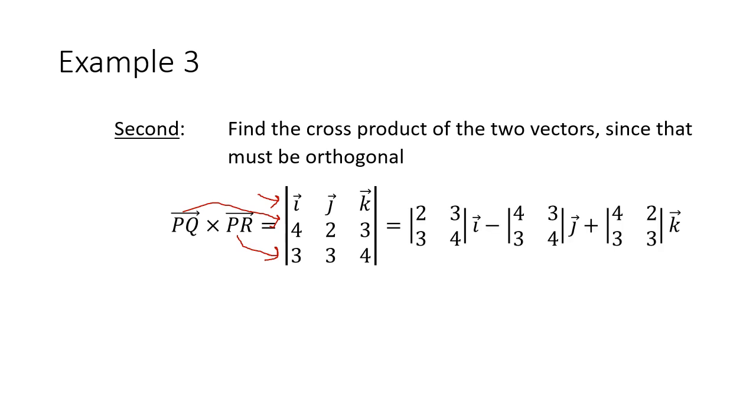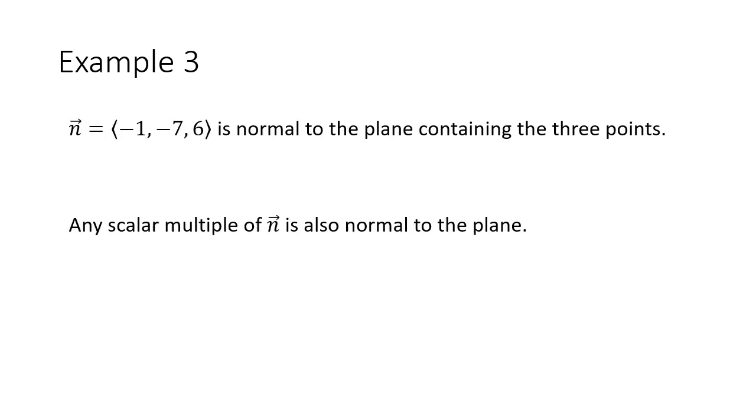All right, again, that should be what the minor matrix determinants look like. And so the cross product should end up being minus 1 i hat minus 7 j hat plus 6 k hat. And there we go. That's our normal vector.